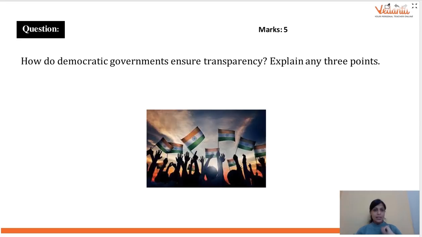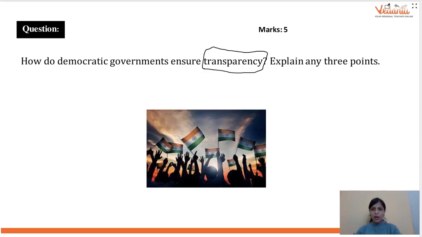Okay, let's proceed to the next question. Very important question, guys. How do democratic governments ensure transparency? I just explained to you the meaning of transparency, and now you have to explain how they ensure it. You have to explain it with 3 points. The way I told you, democratic governments ensure transparency. How can you justify these 3 points?